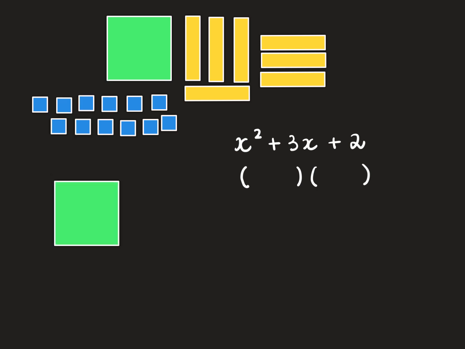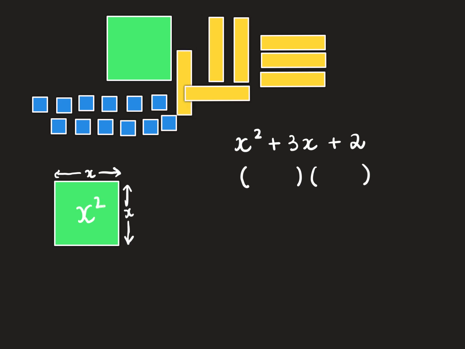Now I'm going to say that this square has a length of x, so that's a distance of x across there, and it has a width of x too. It's an x by x square. What is its area? Well, x times x is x squared.